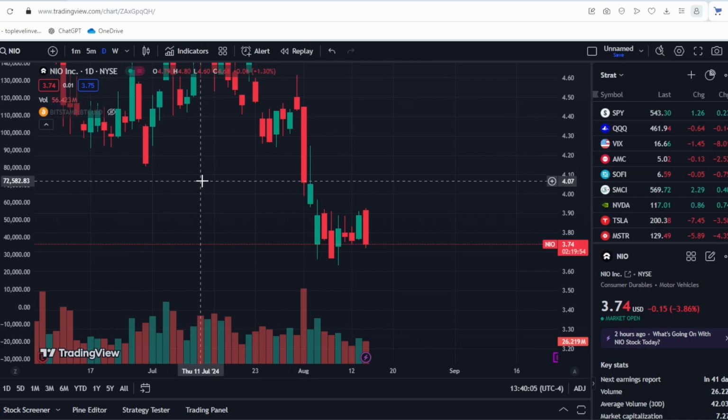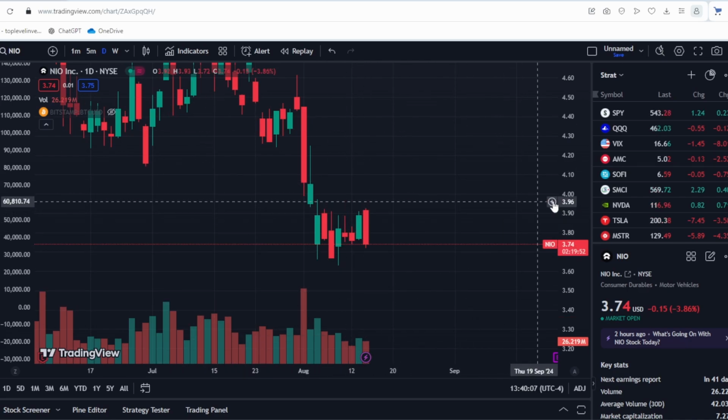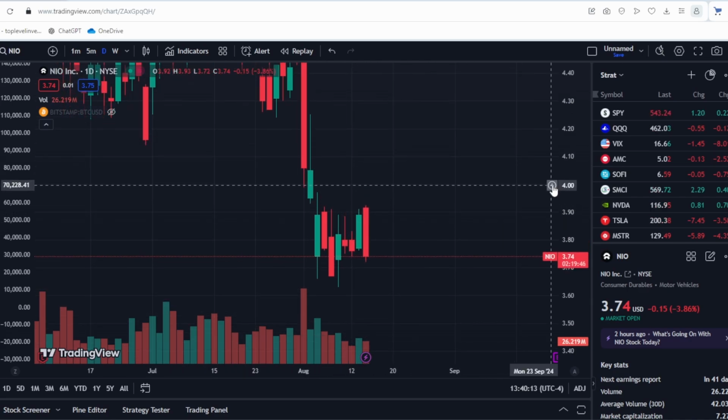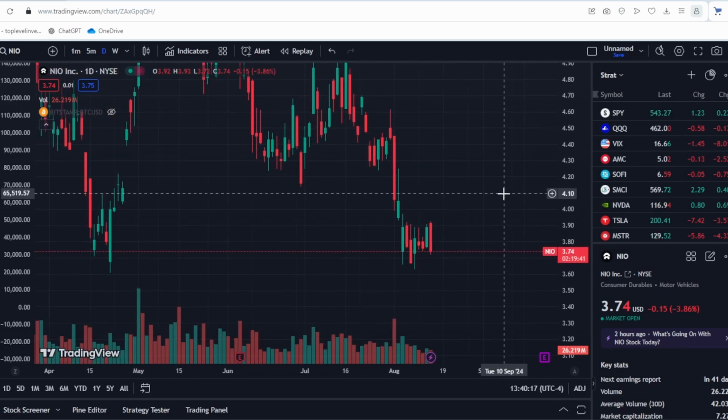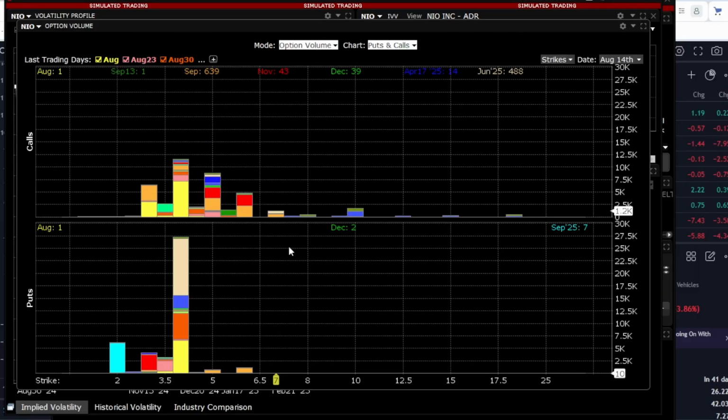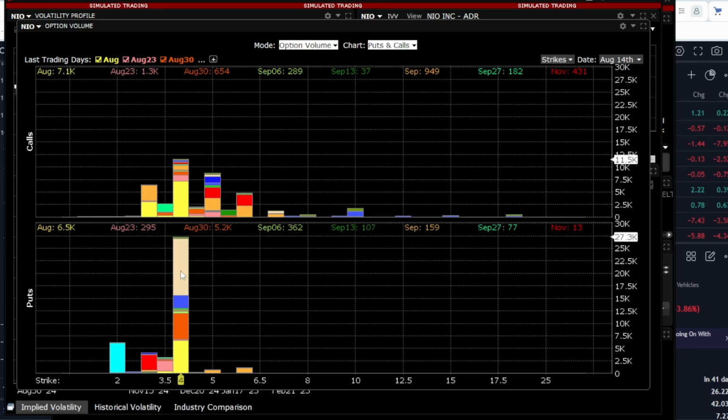The consolidation at this level is likely not happening by chance. There could be an accumulation of volumes. The volumes also provide insights into the options market. As we can see, there is a significant amount of volume at the $4 level, almost 30,000 contracts. This is something to watch closely.